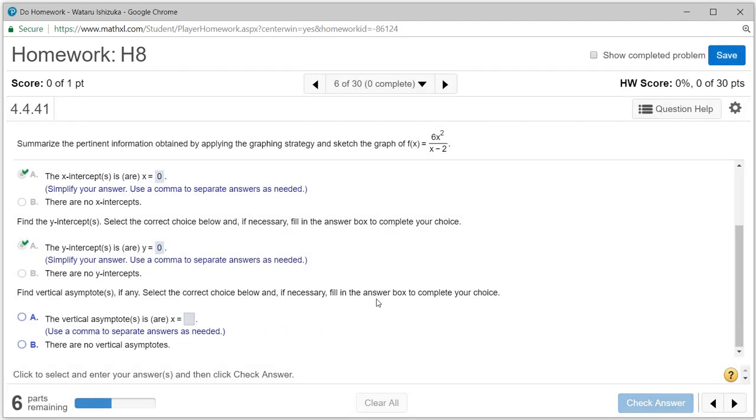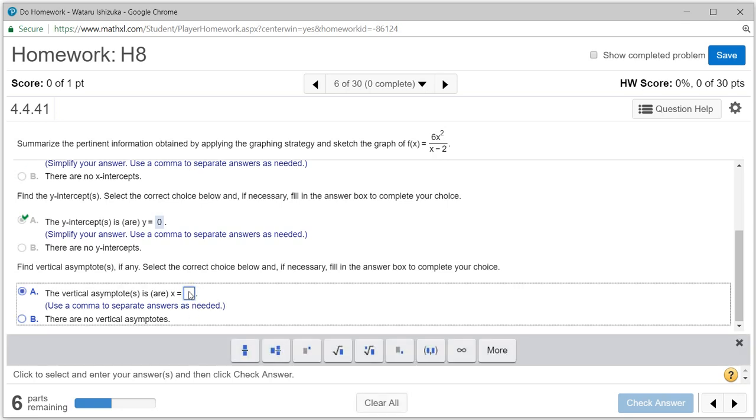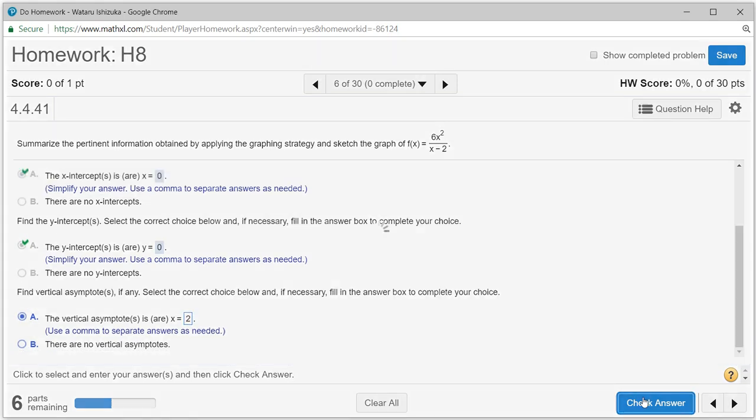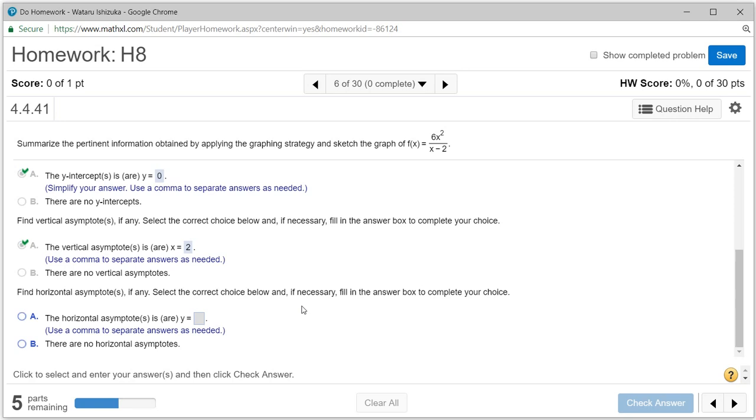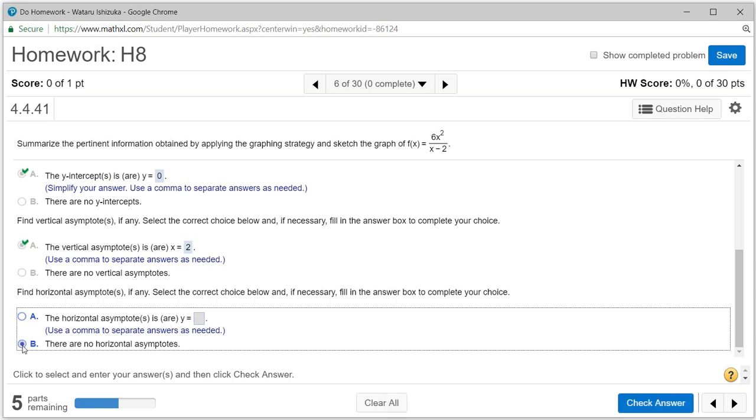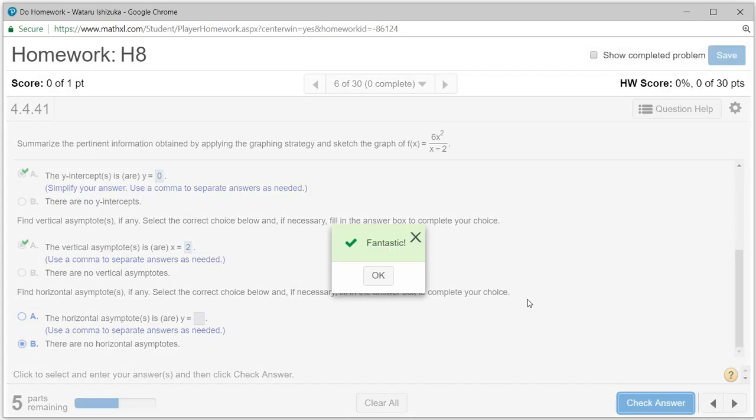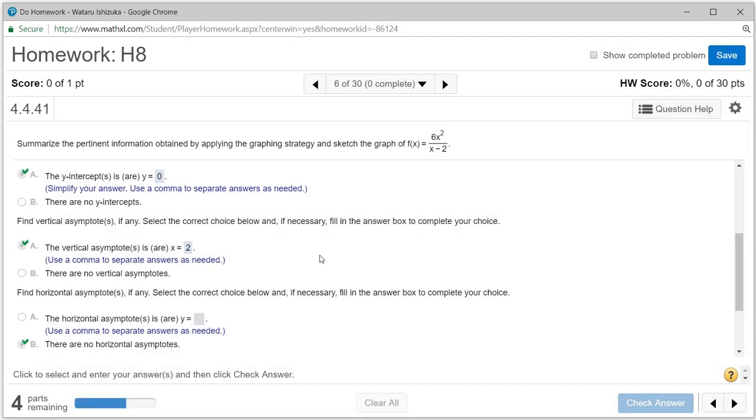Next, we want to find the vertical asymptotes. In this case, when x equals 2, there's going to be blowing up behavior, so x equals 2 is the vertical asymptote. And for the horizontal asymptote, you can see that the top has a higher power than the bottom, so there is no horizontal asymptote. Check the answer. We got that.